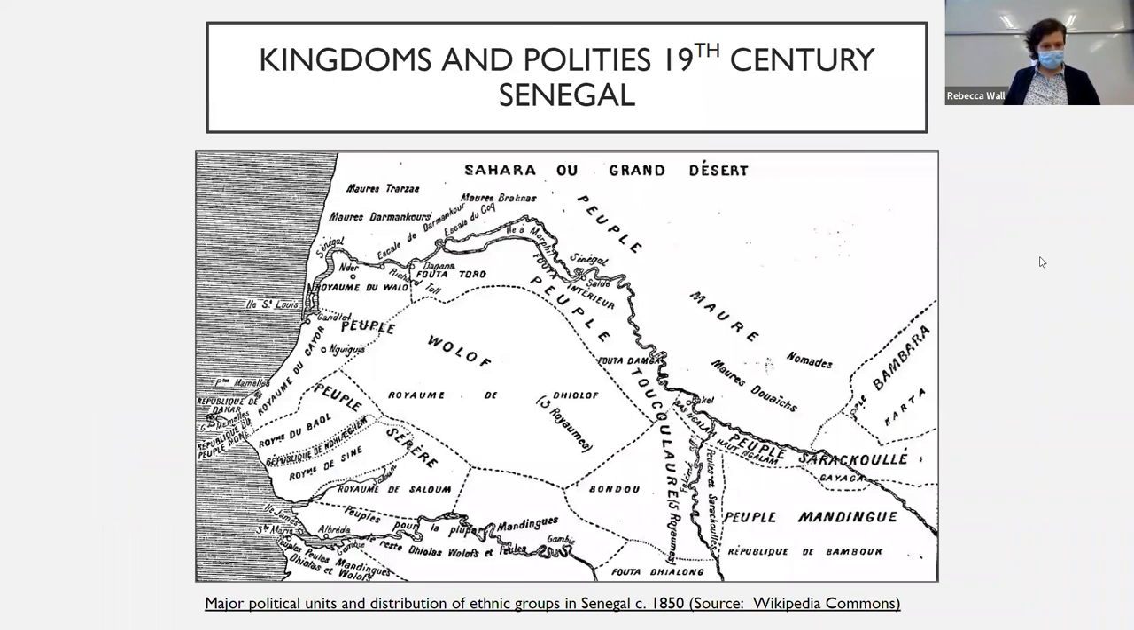Just to give you some grounding in space, here is a map that shows the myriad kingdoms, polities, and ethnicities in the region of Senegambia, marked by the Senegal River and Gambia River, in the mid 1800s. You'll notice there are many different groups, many different polities. This is important because the heterogeneity of polities, states, and peoples created situations wherein there was an uneven landscape of enslavement and liberation. And this in turn led to the self-liberation of many enslaved peoples.